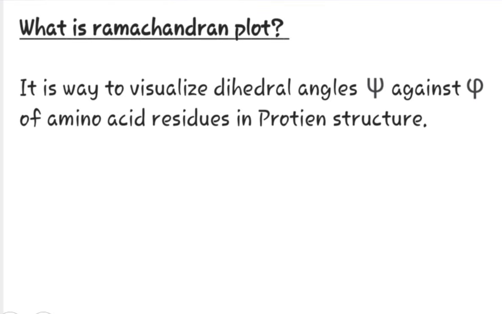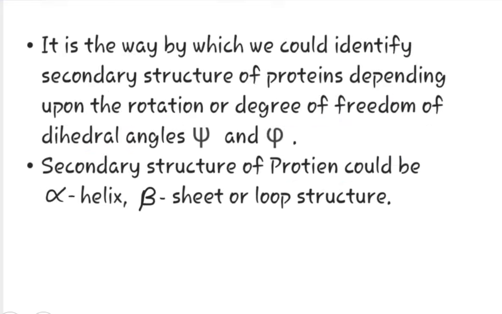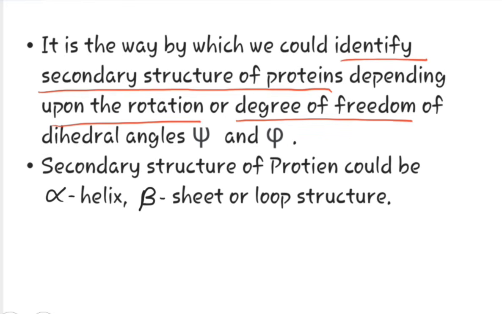So first of all, what is Ramachandran Plot? It is a way to visualize dihedral angles psi against phi of amino acid residues in protein structure. In simple words, it is a way by which we could identify secondary structure of proteins depending upon the rotation or degree of freedom of dihedral angles psi and phi. Secondary structure of protein could be alpha helix, beta sheet or loop structure.